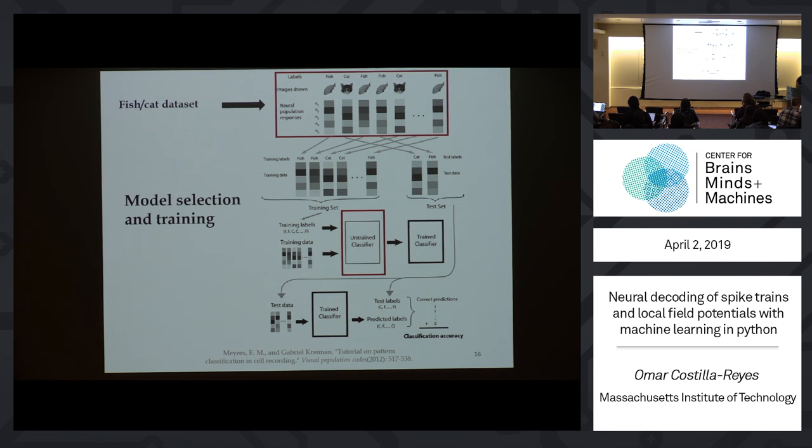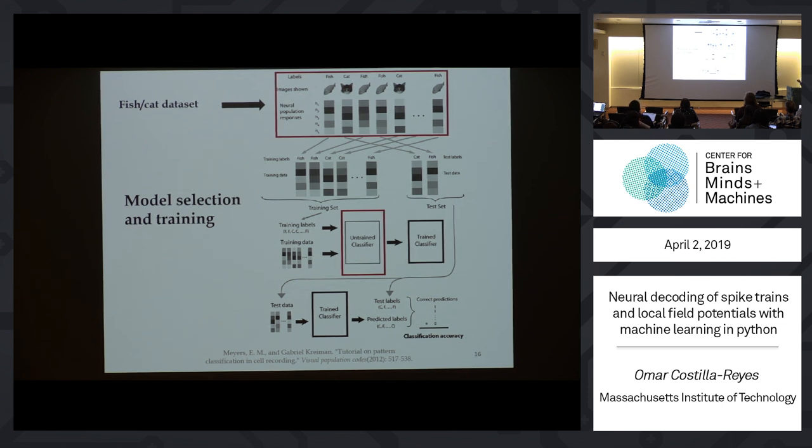So imagine that we have a fish-cat data set. What has happened here is that a monkey was shown a picture of a fish or a picture of a cat, and we were able to record five neurons' responses, as you can see here. I don't know if you can read it, but these are neural population responses, from N1 to N5. The shade of the color says how much activation I have for a certain neuron, and my data set goes from here all the way to here, so I have either a fish or a cat all the way down.